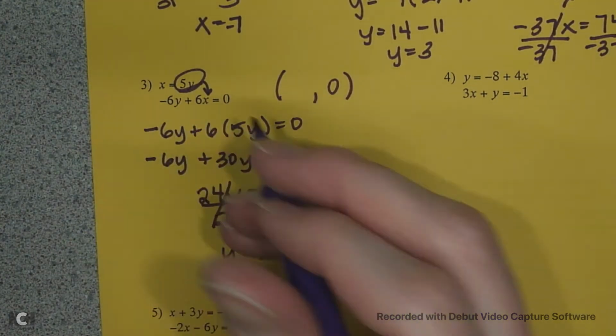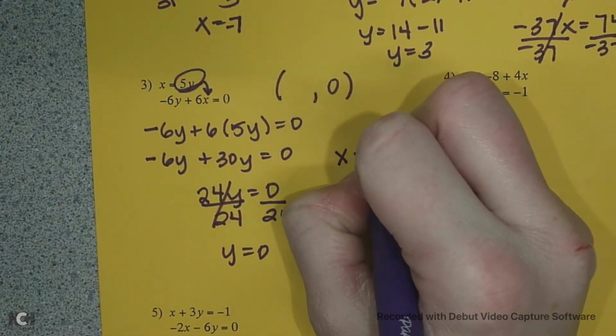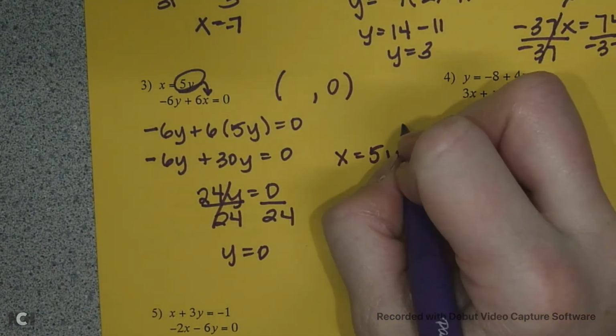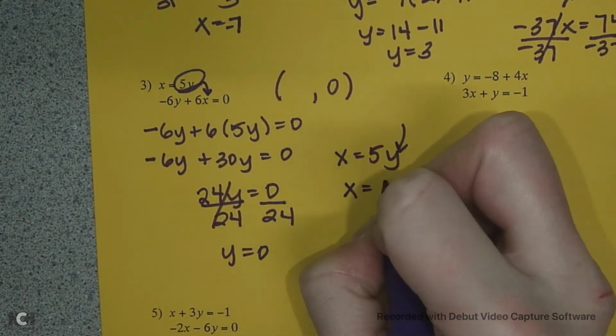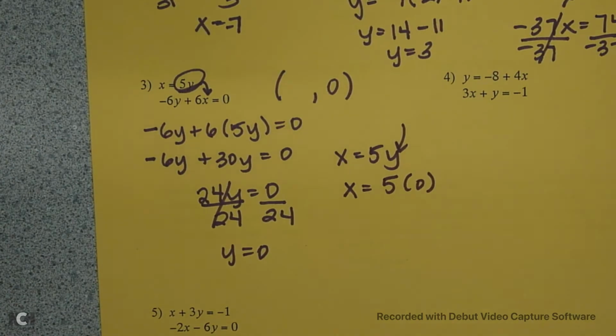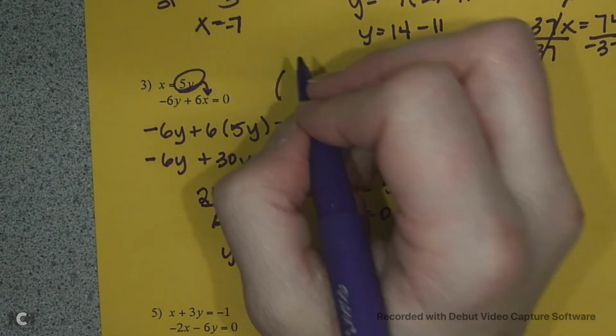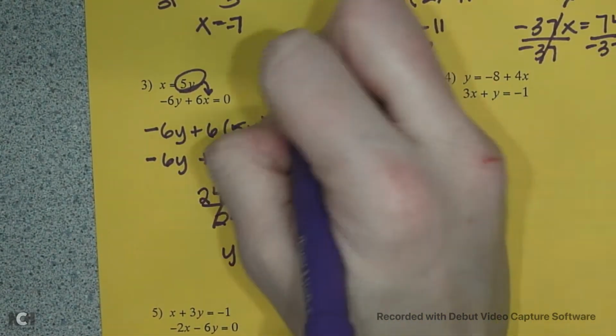So we're going to take our y value and plug it back in. I'm going to use the top equation because it's a lot smaller. So I'm going to take out my y and replace it with what y equals, which is 0. Well, 5 times 0 is 0, so my answer is 0, 0.